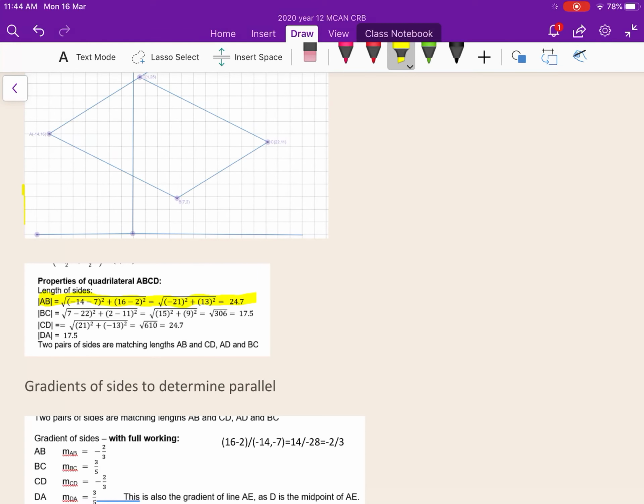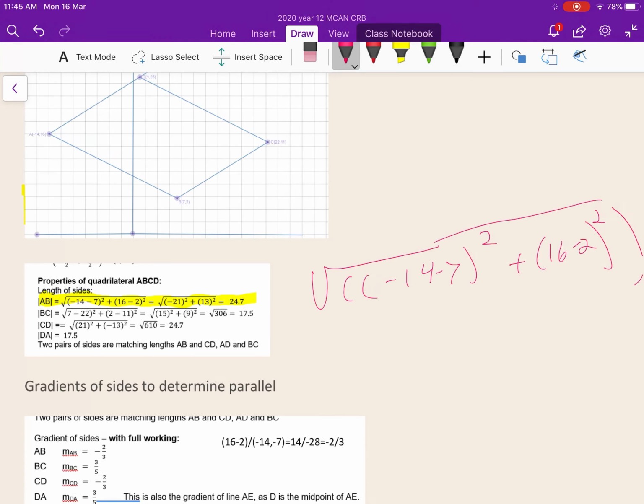Remember, if you're using a calculator in a single step, you need to use double brackets. When you put this thing in, you've got to use your double brackets, and then negative 14 minus 7 squared, and then plus a bracket 16 minus 2 squared with a bracket at the end. So you need double brackets to do that. There's 24.7. I do the same thing for BC, which ends up being 17.5, CD 24.7, and DA 17.5.